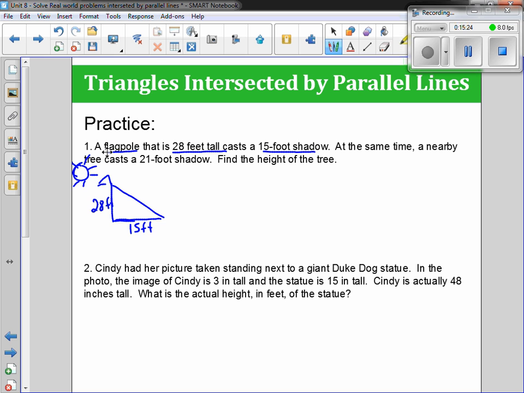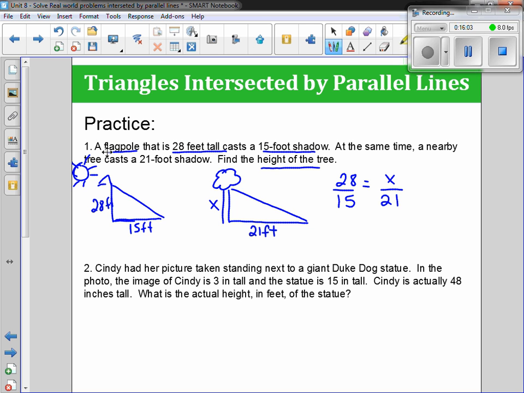Then we have a tree that is casting a shadow. The tree is casting a shadow of 21 feet. And I want to find the height of the tree, so we'll call that x. So we have the height of the flagpole compared to the height of the tree. I'm sorry, the height of the object compared to its shadow.